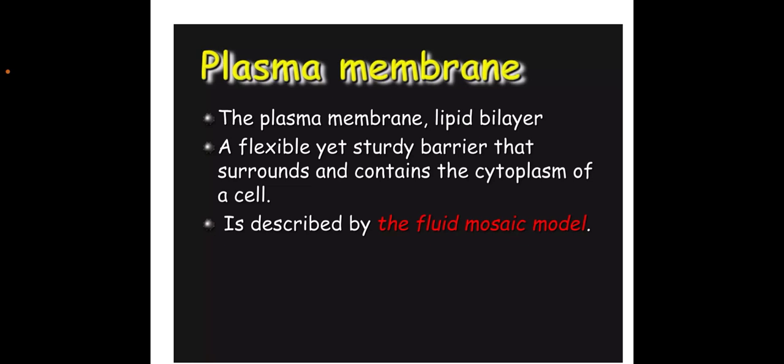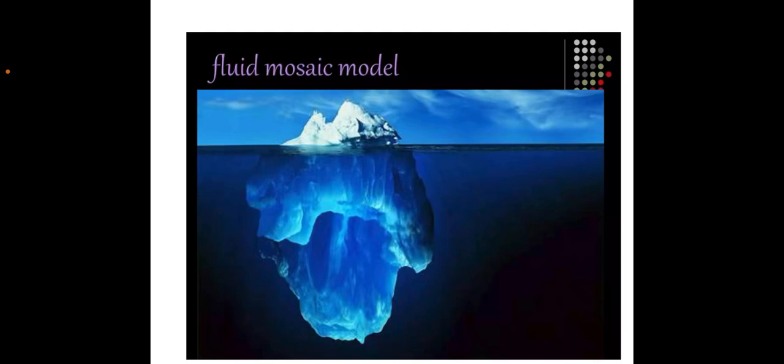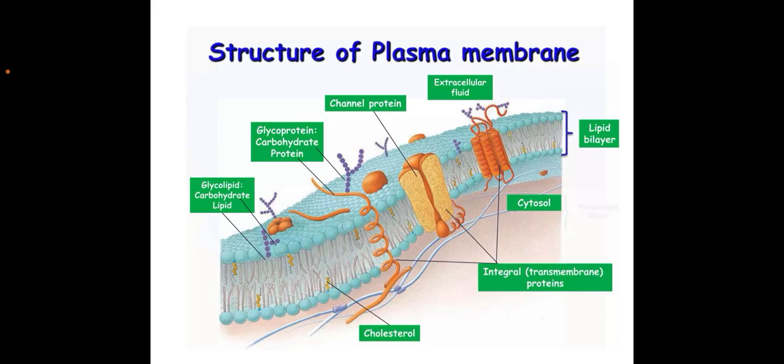The plasma membrane is a lipid bilayer, a flexible yet sturdy barrier that surrounds and contains the cytoplasm of a cell. It is the outermost boundary of the cell and is described by the fluid mosaic model. That is the most acceptable model for the structure of the plasma membrane. In the fluid mosaic model, as you can see, most of the structure is embedded inside the plasma membrane and very few structures are outside, such as the proteins or some signal receptors. That is the structure of the plasma membrane.